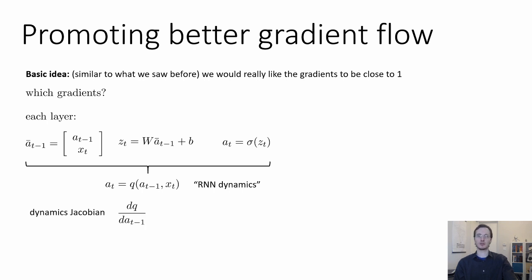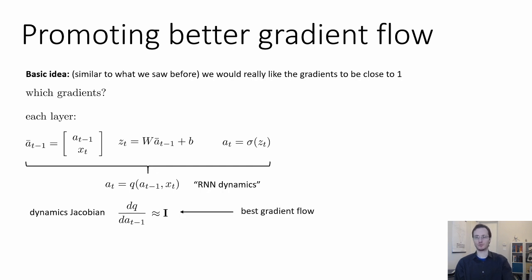And the particular derivative that we care about when we talk about vanishing gradients is the Jacobian of the RNN dynamics, which is dQ/da_{t-1}, the derivative of Q with respect to the previous activations. If all we care about is good gradient flow, we would really like this derivative to be close to identity, or at least to have eigenvalues that are close to 1. Because if that's the case, then the gradients will neither vanish nor explode, because just multiplying a bunch of identity matrices together gives you another matrix that is identity, and multiplying together a bunch of matrices with eigenvalue 1 will give you a matrix with eigenvalues that are close to 1.